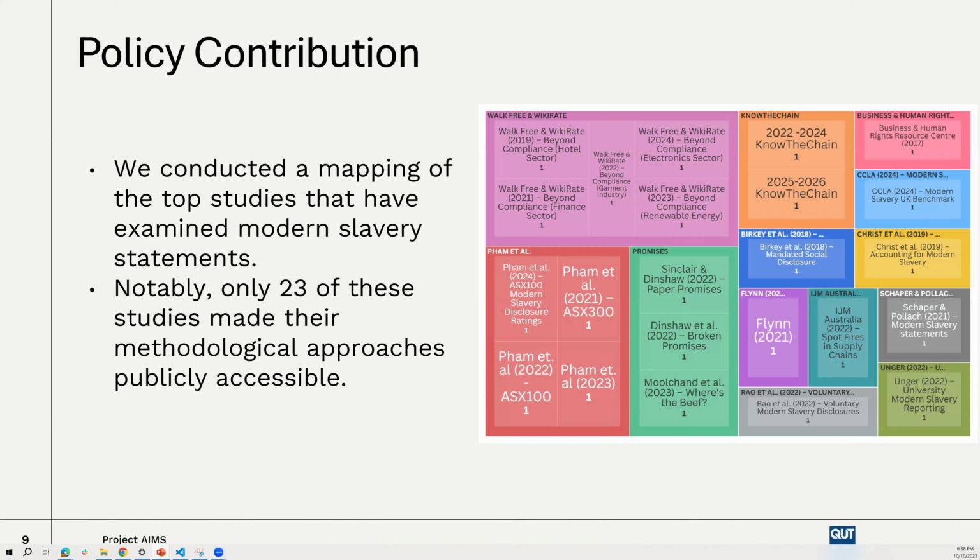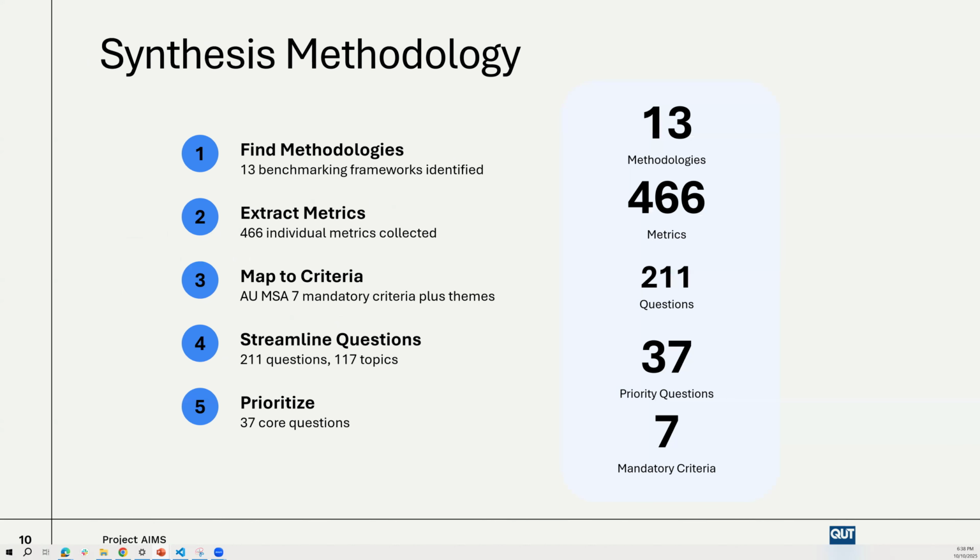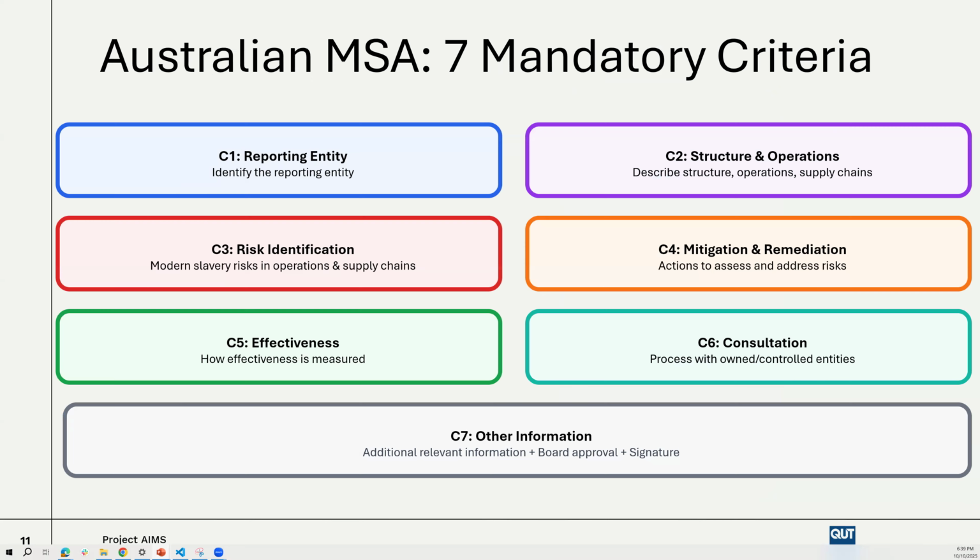And what we've done, we went within the methodology of each of these studies, and we tried to see what are the metrics that they're using when they are assessing the modern slavery statements. So we found the 13 methodologies, and we put together over 460 individual metrics from all these different studies. Then we mapped everything back to the 7 mandatory criteria of the law. But of course, some of these metrics repeat themselves. So we streamlined them by the questions that they're asking, so about 211 unique questions. We gave them a topic so we can have an idea of the general topic that those questions and metrics are talking about. And then we looked at what are the questions that are found in at least 3 of these methodologies, and those then became the questions of our prioritization framework.